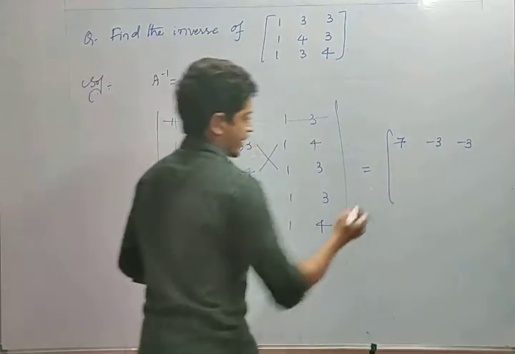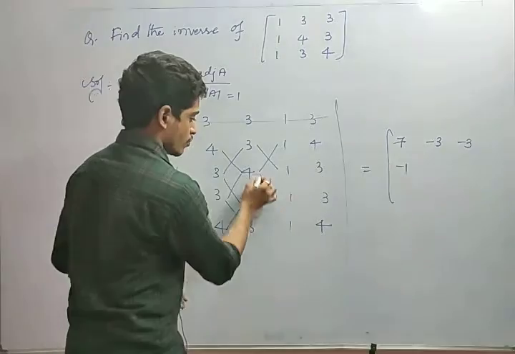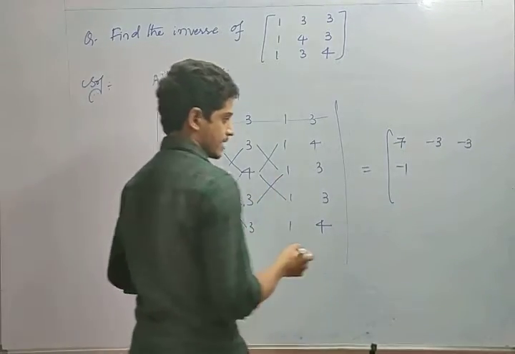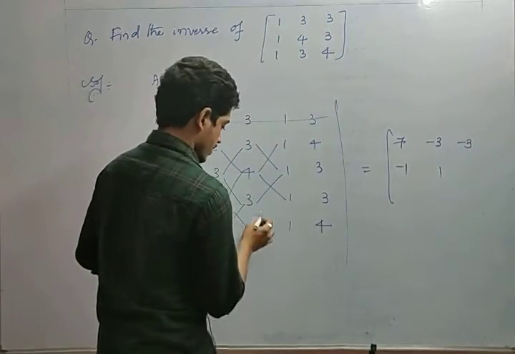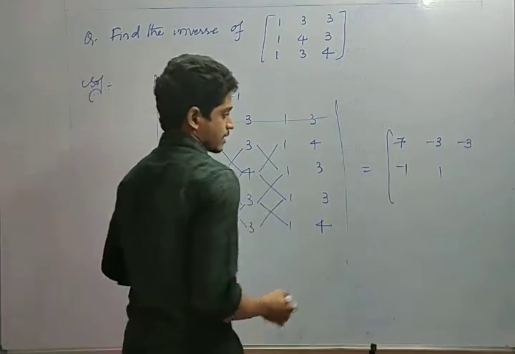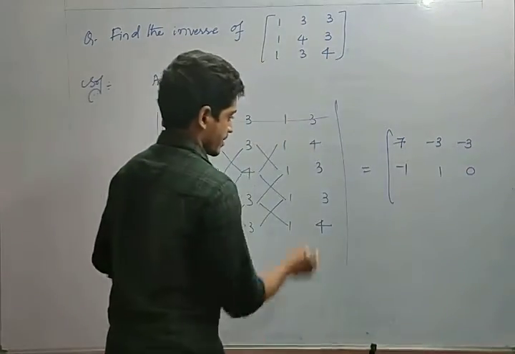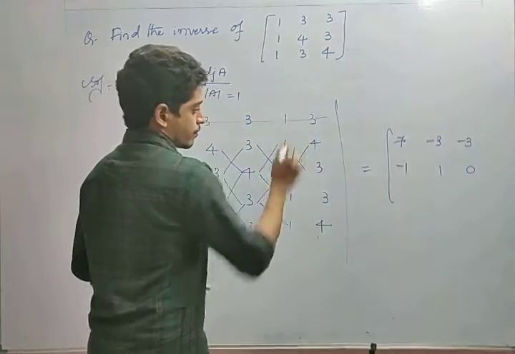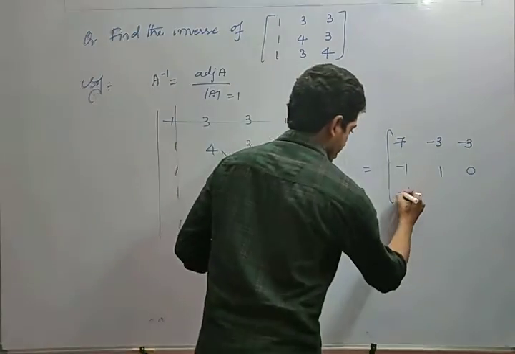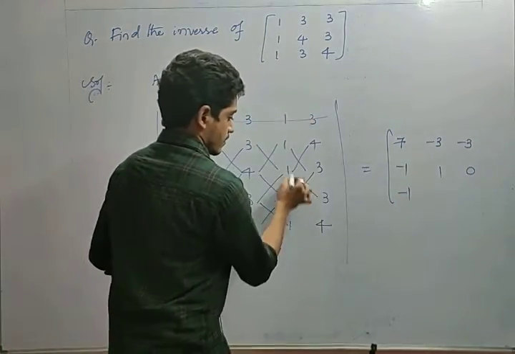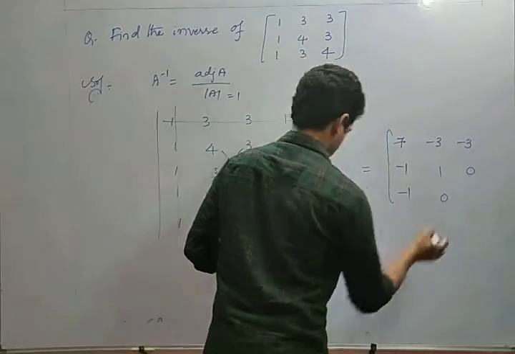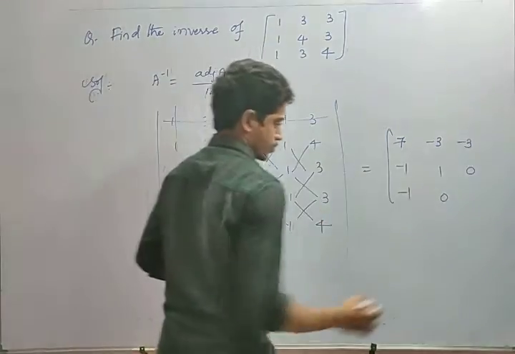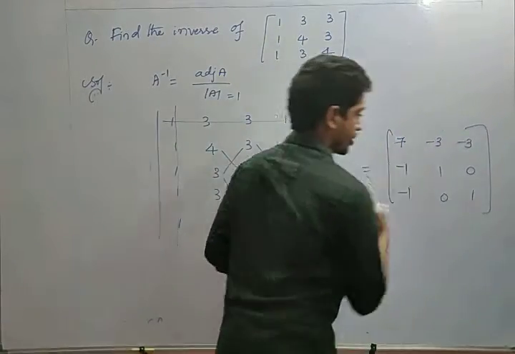Next, 3 1s are 3, 4 1s are 4, 3 minus 4 is minus 1. Next, 4 1s are 4, 3 1s are 3, 4 minus 3 is 1. Next, 3 1s are 3, 3 1s are 3, 3 minus 3 is 0. Next, 3 1s are 3, 4 1s are 4, 3 minus 4 is minus 1 again. Next, 3 3s are 9, 4 minus 3 is 1. So this is the adjoint of the matrix.